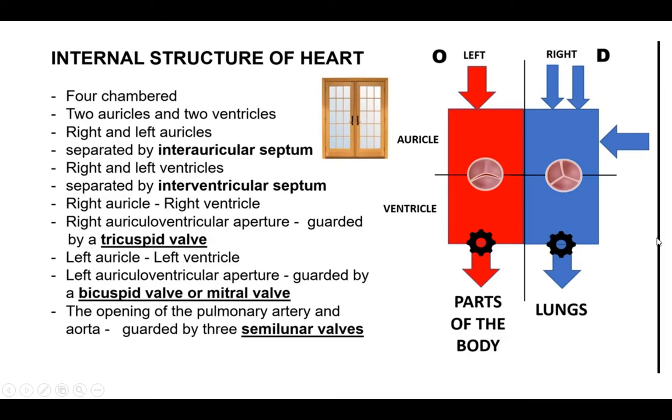If you take the right side, the right auricle and right ventricle are separated by the right auriculoventricular aperture, and it is guarded by the tricuspid valve. See, three valves are present, so it is called the tricuspid valve. Here only two valves are present, so bicuspid valve. So left side bicuspid, right side tri. Remember that, tricuspid valve.